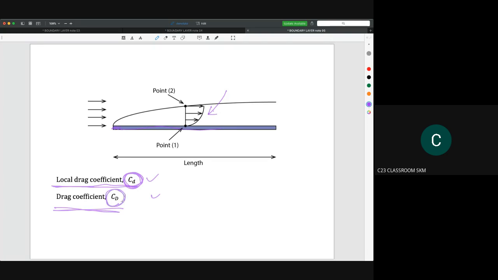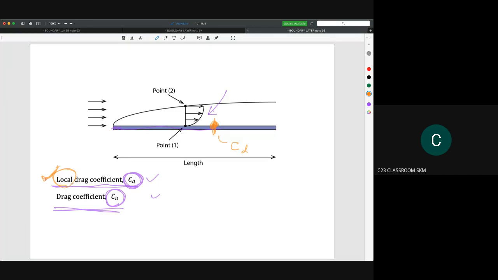What is the local drag coefficient and what is the drag coefficient? The local drag coefficient only refers to one single point on the plate. For example, if we are focusing on this point, at this point it will have the small c d. It is focused on one single point, that's why we call it the local drag coefficient. Local here means one specific point.